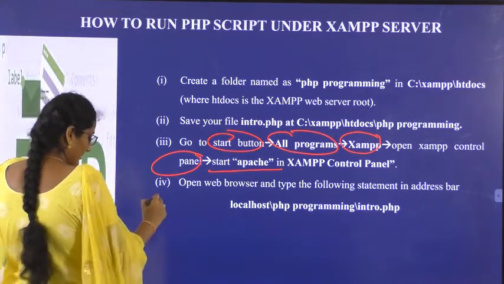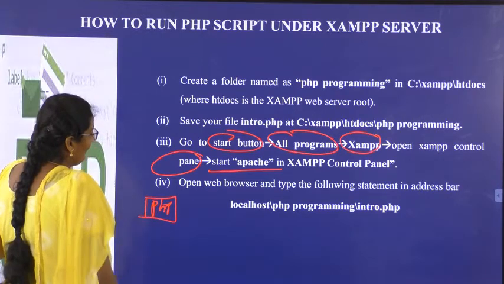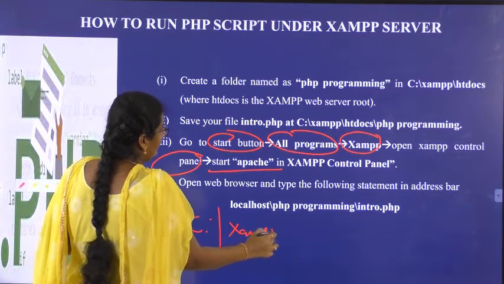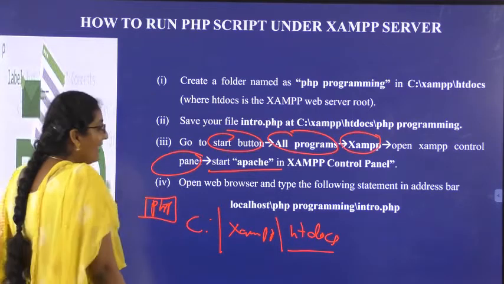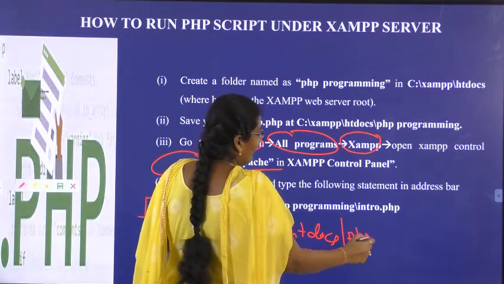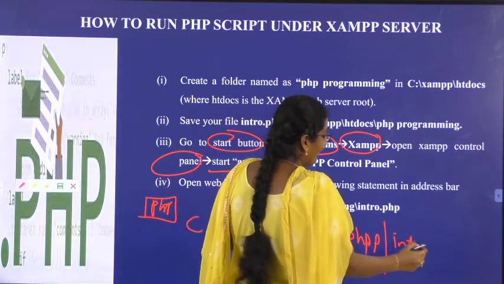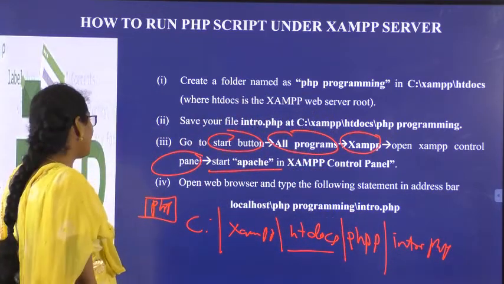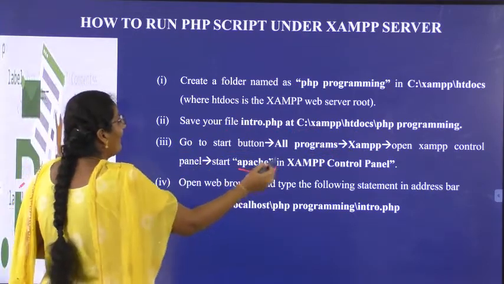So first create a folder, name the folder PHP programming, and save the folder in the C drive, JAM, HD docs. This HD docs is the server root. Here you have to create the PHP programming folder and save the file intro.php. After creating the path like this, go to the start button, click on all programs, open the JAM server and start the Apache.